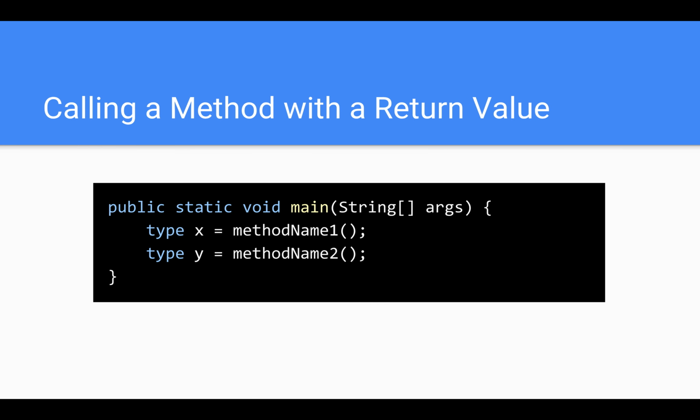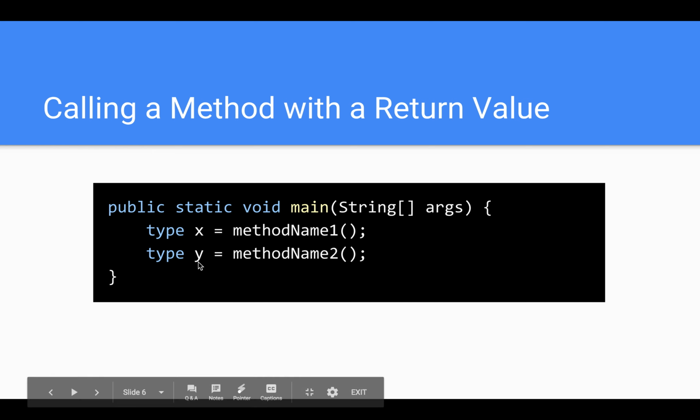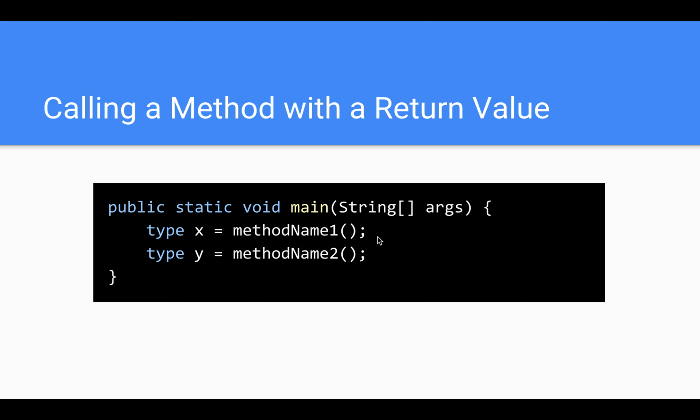So calling a method with a return type. Here we have type x equals method name 1. So method name 1 doesn't have any parameters because it's just an open and close parentheses, but it does have a return type, and I want to save that off every time I call it. And the way that I do that is with this syntax, type x equals or type y equals method name 2. And these can be either the same or different types, but they have to match the type that method name 1 and method name 2 were created with.